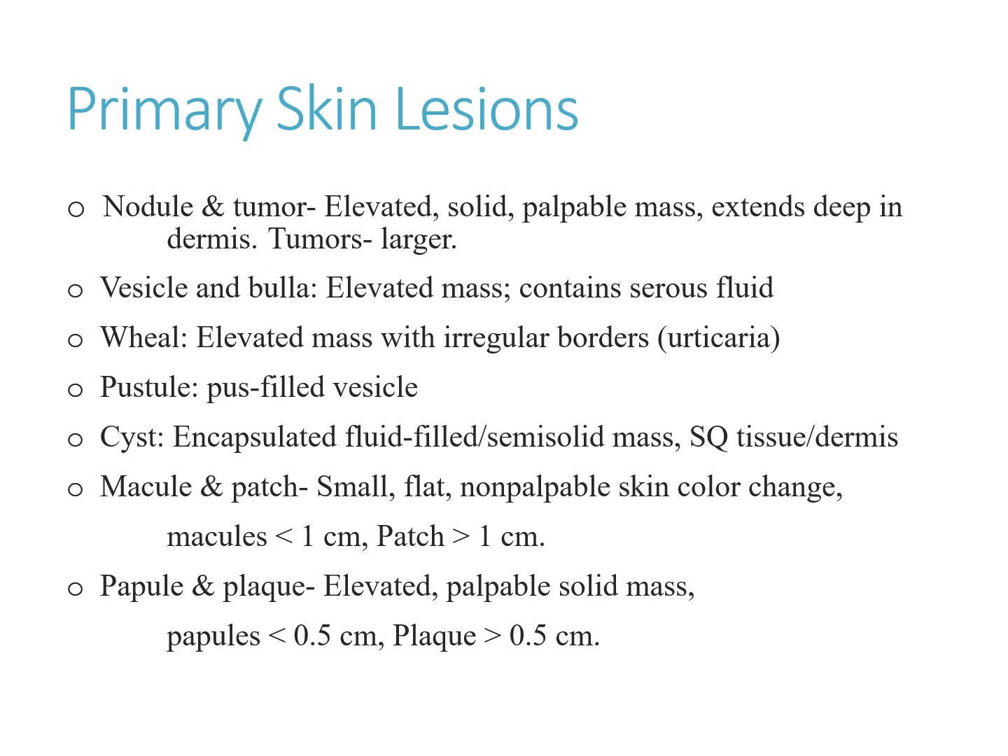A macule or patch is like a mole, a small, flat, non-palpable skin color change. Macules are less than 1 centimeter, and a patch can be greater than 1 centimeter. A papule is an elevated palpable solid mass, and they are less than 0.5 centimeters. Plaque can be 0.5 or greater, but those have the more white, silvery scales on them, but they're palpable and solid. Now, remember that nodule and tumor is larger, closer to 1 centimeter or larger.